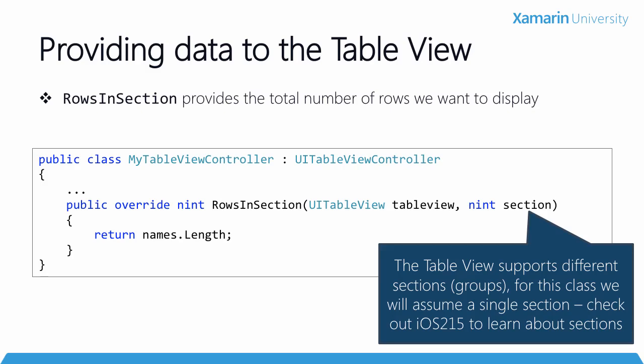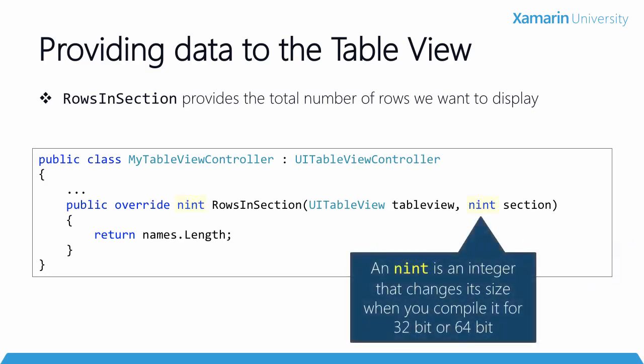You support multiple sections by overriding another method named, appropriately enough, NumberOfSections. If you don't implement it, then it assumes there's just one section, and this parameter will always be 0. Otherwise, it's a 0-based index into the section of the table view that we're trying to determine the size for. This method is responsible for returning the number of rows, typically by consulting some internal data source that's being presented.